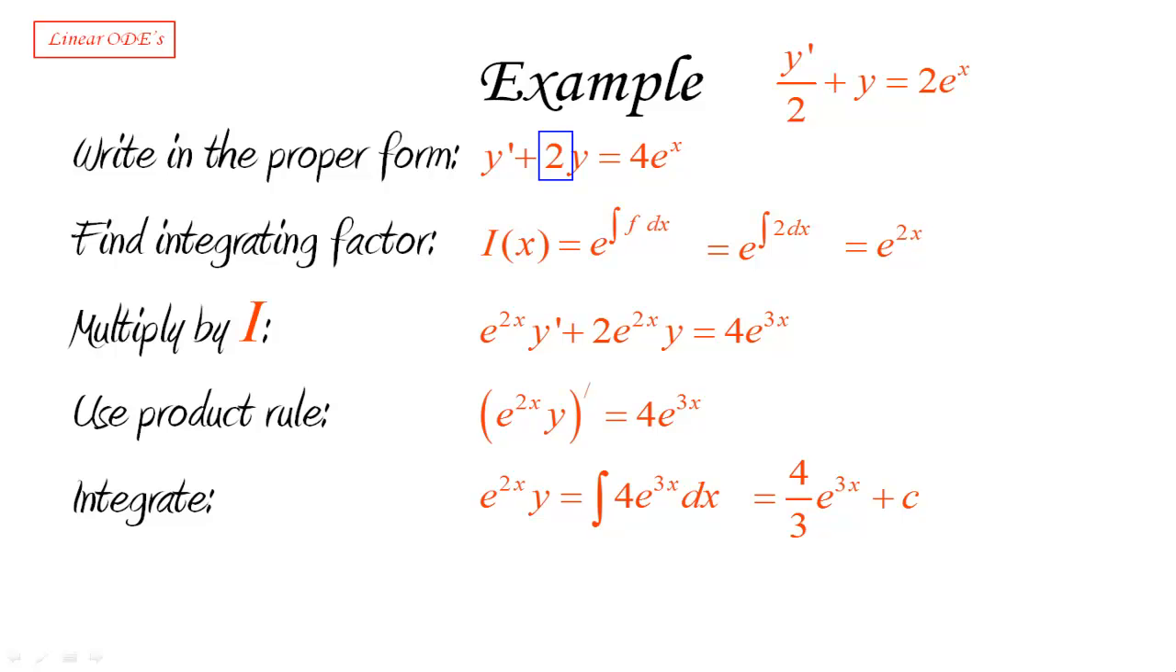Now this is already an implicit solution, but getting the explicit solution is very simple. All we have to do is multiply both sides by e to the minus 2x, or if you want, divide both sides by e to the 2x. And so we end up with our final solution, which is y equals 4/3 e to the x plus c e to the minus 2x.